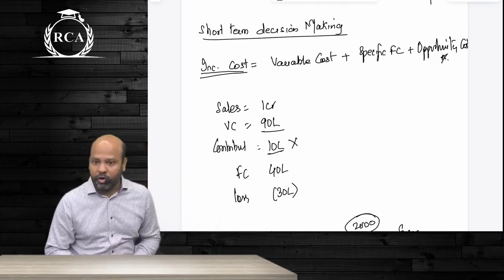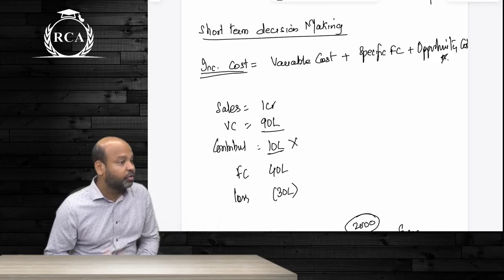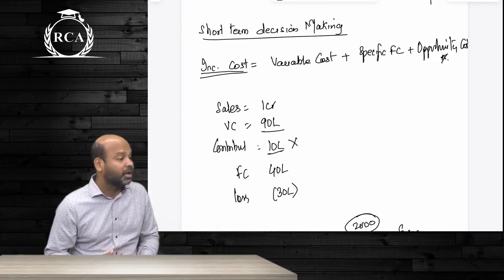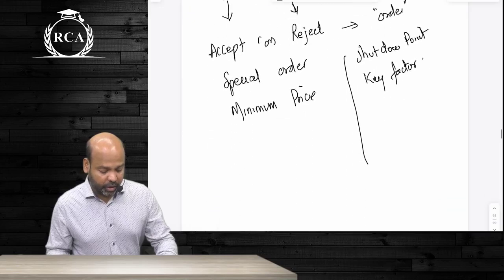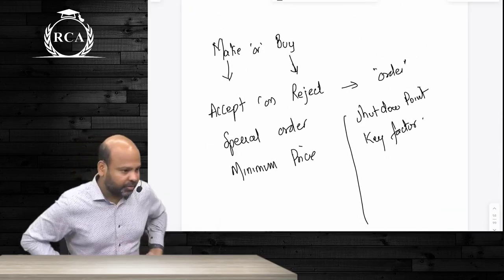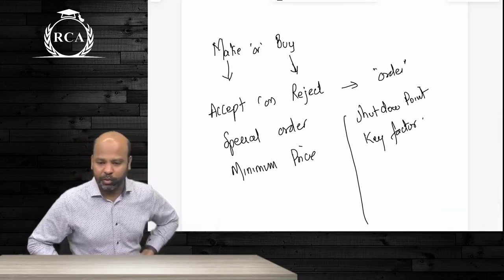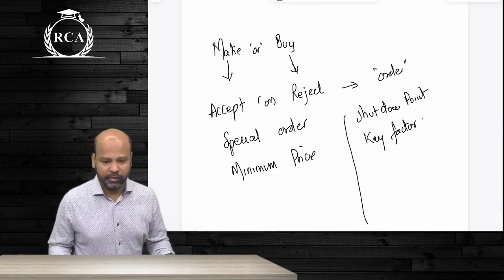Can you use this for life, beta, for decision making? No, this is only for a shorter period, until economic conditions are favorable. For life, you cannot say that fixed cost is not relevant for decision making because you will end up incurring losses. So there are different types of decisions, guys. First, let us talk about shutdown point. What is shutdown point, guys?